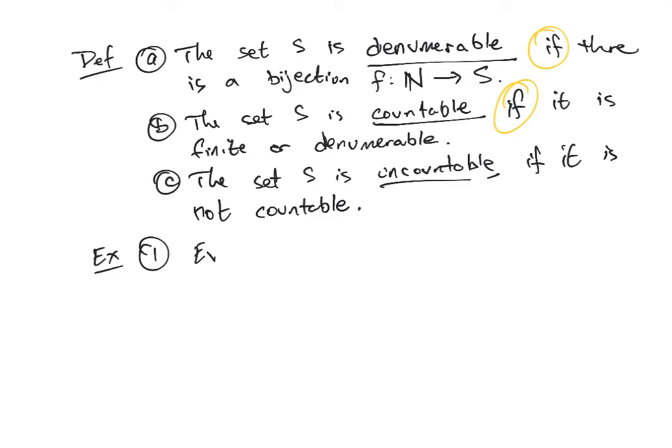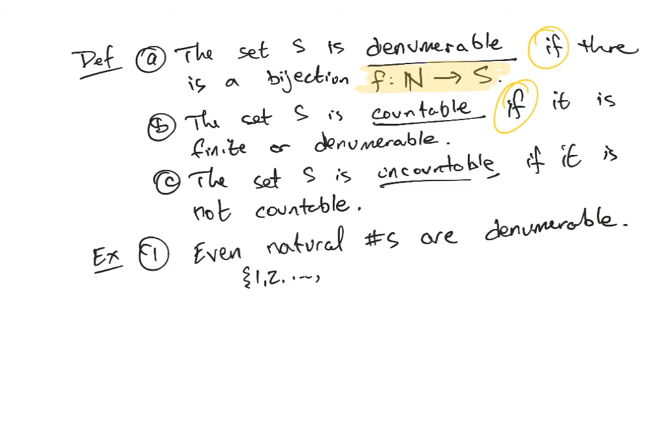One, the even natural numbers are, they're definitely not finite, but they are denumerable. How do we show that? Well, we have to find our bijection. So our bijection is supposed to go from the natural numbers to our set. So how do we map the natural numbers into the even natural numbers?